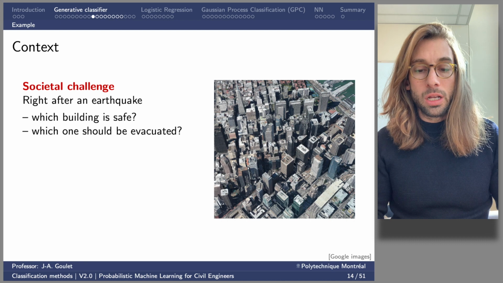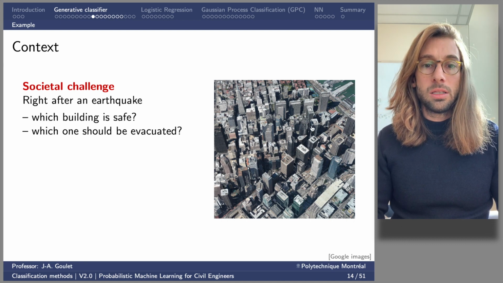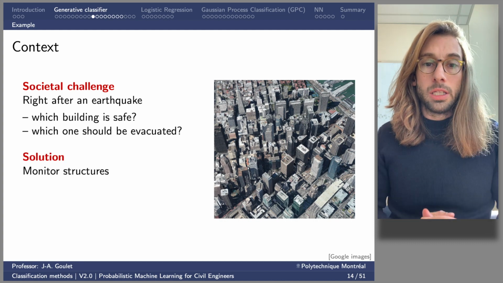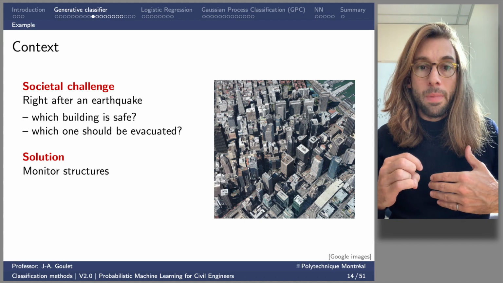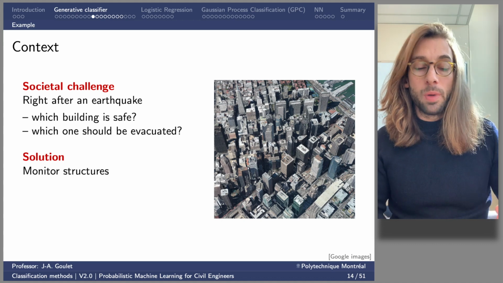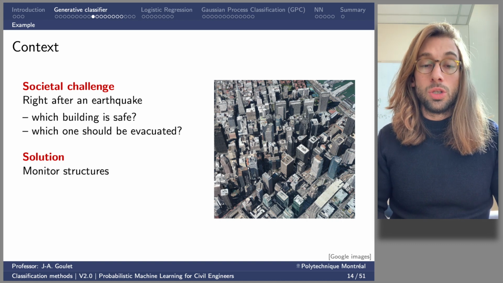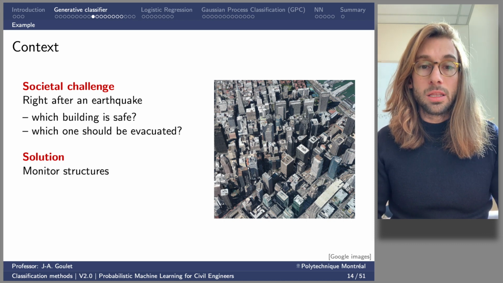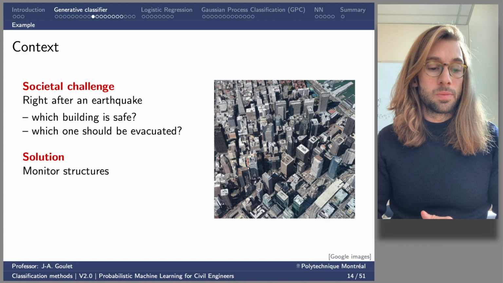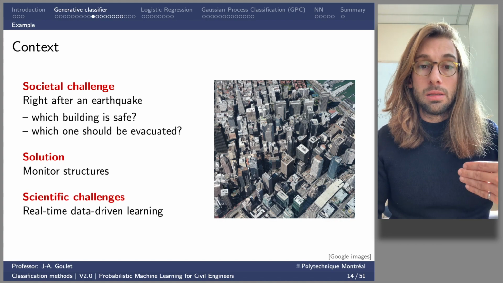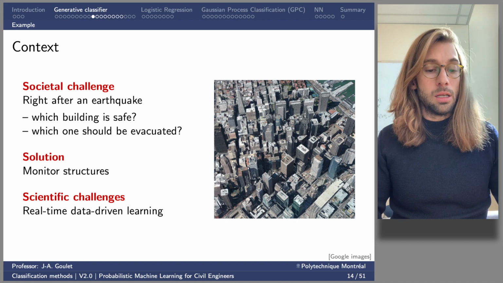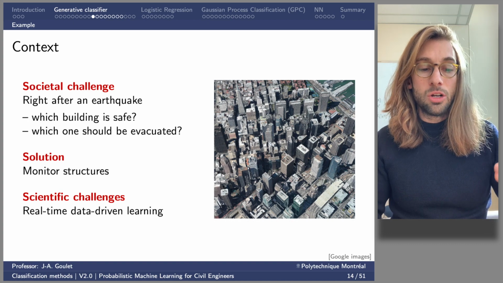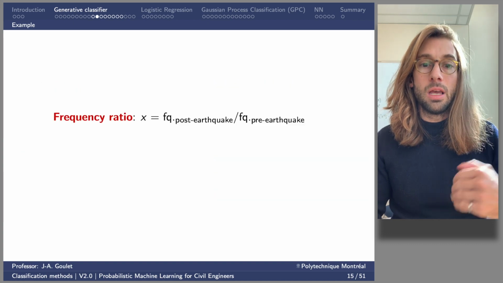We're going to look at this through an empirical study through the city center of San Francisco, which is an earthquake-prone region. The solution to tackle this challenge of making that quick assessment whether a building is safe for occupancy or not is to monitor structures. So use, for instance, an accelerometer, similar to what you have in your cell phone, in order to extract the natural frequencies of buildings, and use this data-driven approach to assess in real time whether the building is safe or not. So what we want is real-time data-driven learning to assess the safety of buildings.